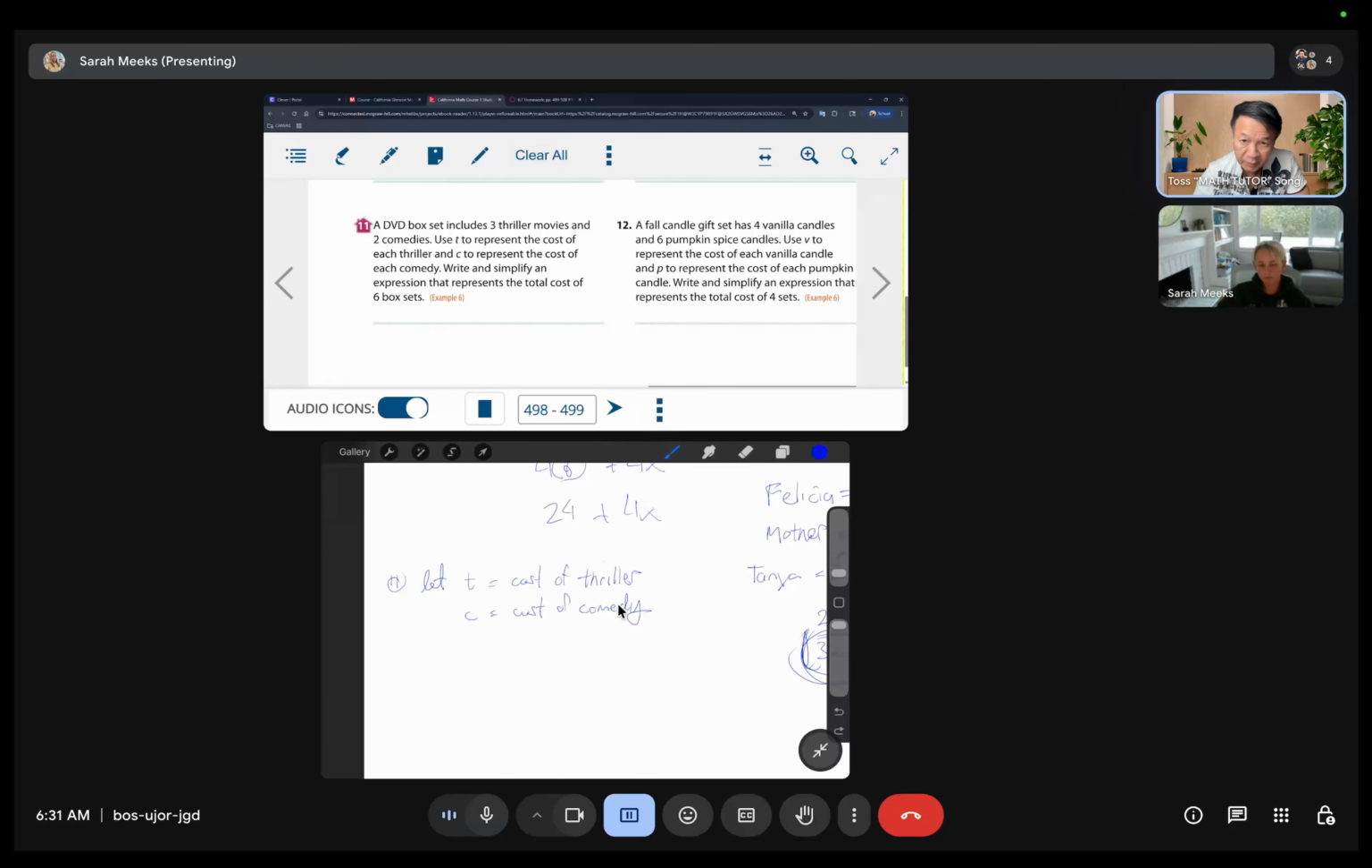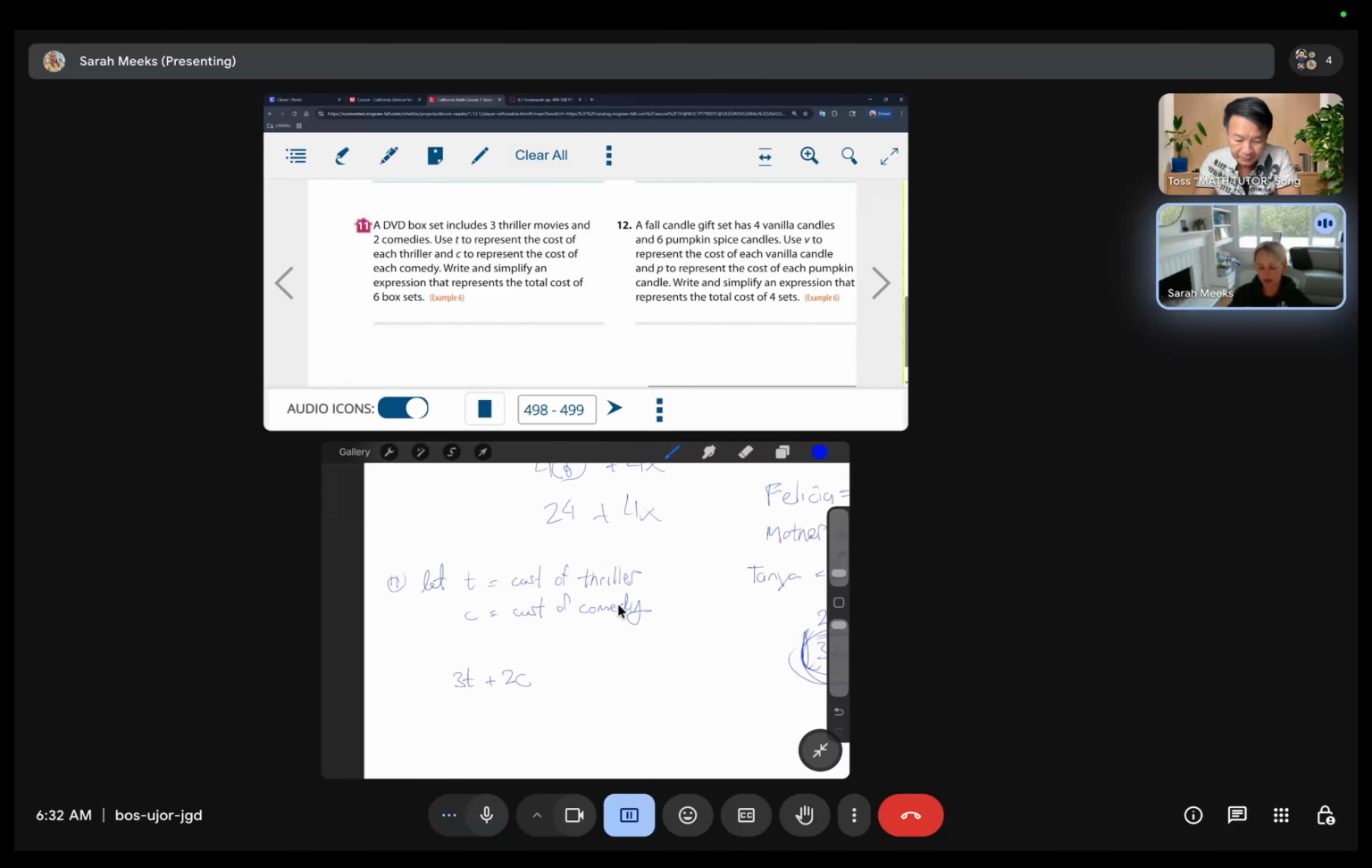You have your C, you have your T. You can do it in order. For example, 3T plus 2C. This is for one box, one DVD box. Do you see why? Because it says that T is the cost for each thriller and C for each comedy, but there are 3 thrillers and there are 2 comedies. That's why you multiply them like that. Do you see that so far? This is for one box.